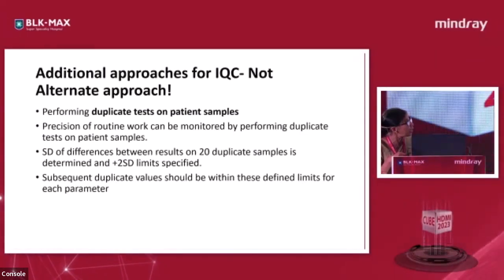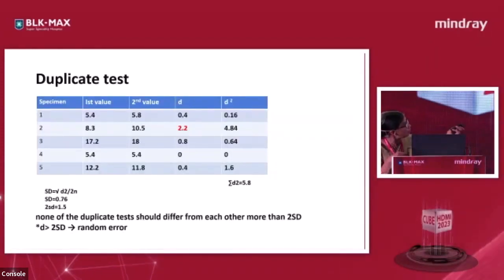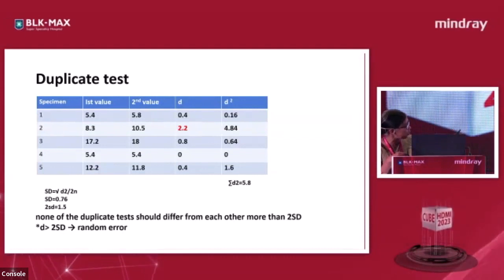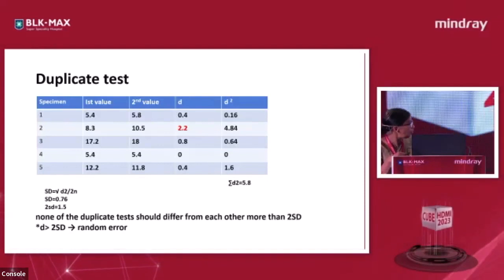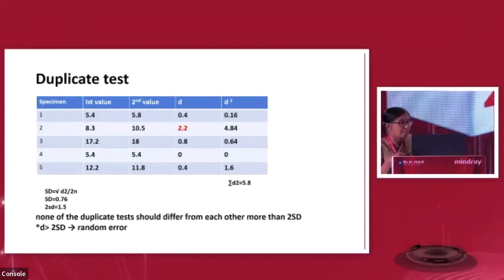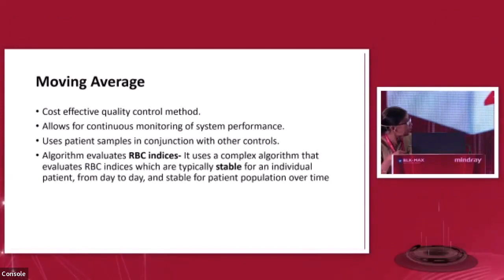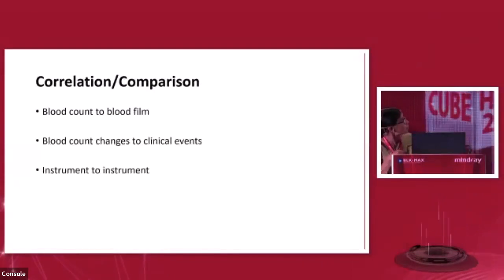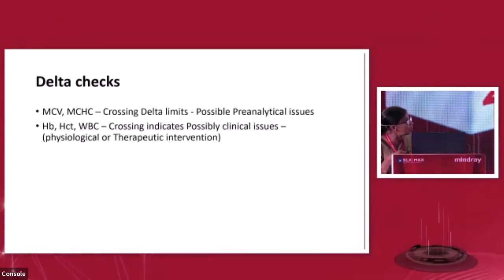Performing duplicate tests on patient samples can add value. For example, if you perform duplicate testing and determine the degree of variation, none of the duplicate tests should differ from each other by more than 2 SD. This can be a very useful internal QC parameter. Moving average is another useful measure. Daily mean, of course, correlation, comparison. Delta checks that we all rely on.